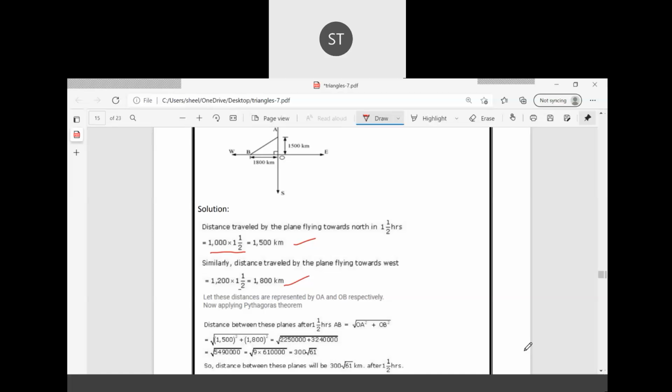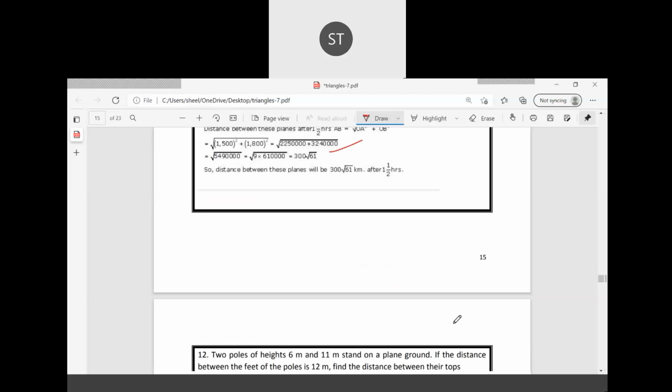After that, the distance between the two points is taken, so the distance formula also we can apply. Here one coordinate is the origin, another one is 1500 comma 0, another one is 1800 comma 0. So directly we can go for x square plus y square only. So we substitute 1500 square plus 1800 square under the root. After simplifying, what is the answer? We will get 300 root 61 kilometer.